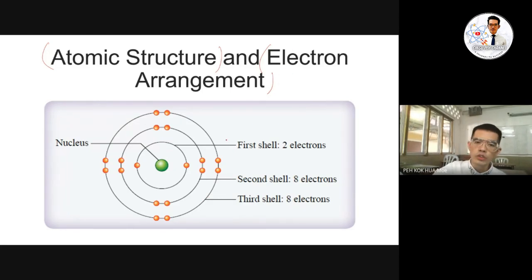For the electron arrangement, the first shell can be occupied by a maximum of 2 electrons, the second shell will be 8 electrons, and the third shell will be 8. This is stable, and these are the maximum numbers of electrons that can fit into each shell.